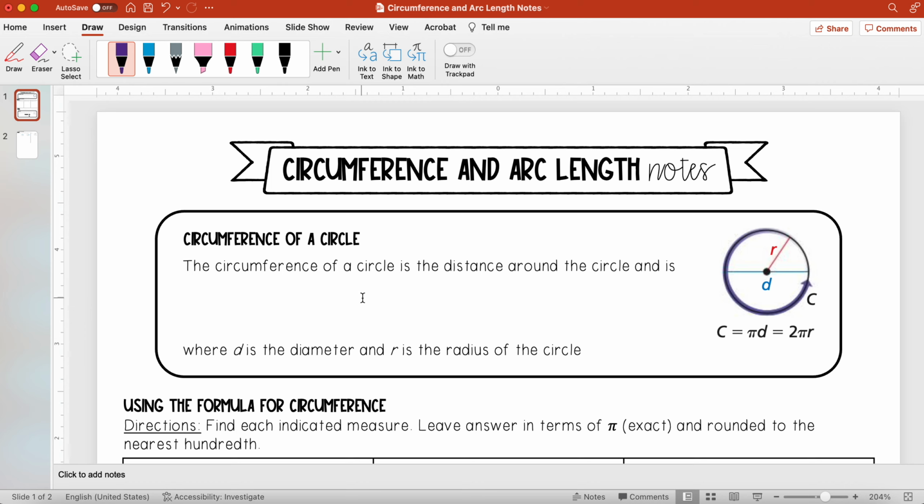And so we have two different formulas that we can use to find the circumference of a circle. The first is that C is equal to pi times d, or C is equal to 2 pi r, where d is the diameter and r is the radius of the circle. And so we get these two different ones because if you recall from an earlier lesson, the diameter is just equal to twice the length of the radius.